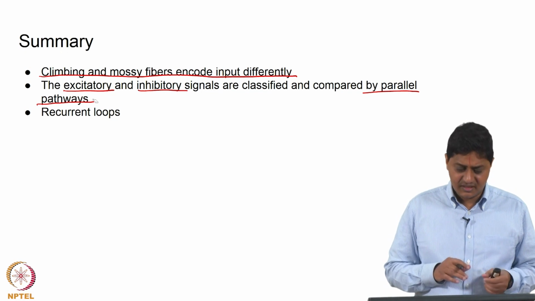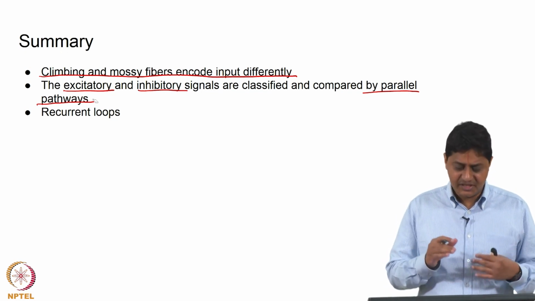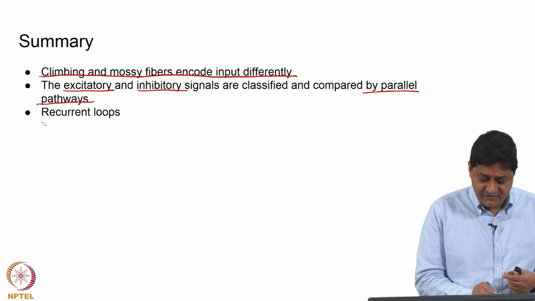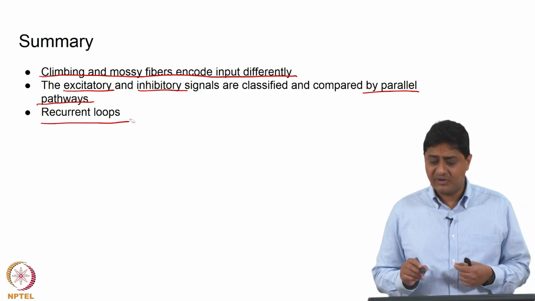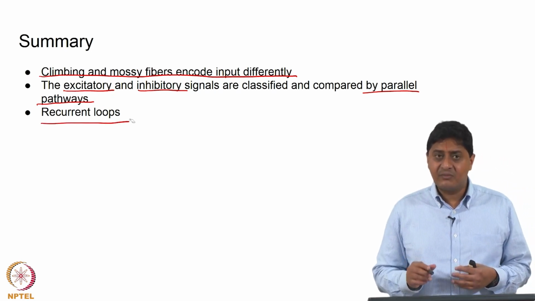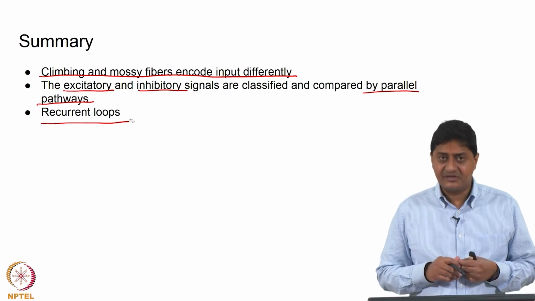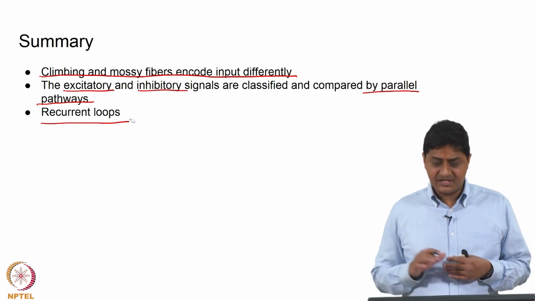So, there is a comparison of excitation and inhibition that is happening, and there are several recurrent loops between the cerebellum and other regions of the brain. We will continue the discussion on cerebellum in future classes.